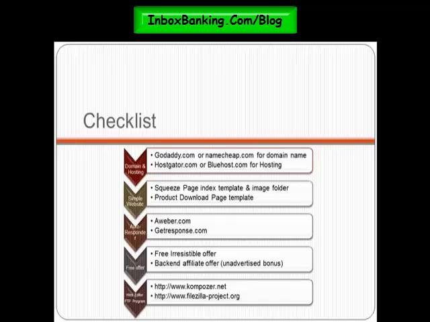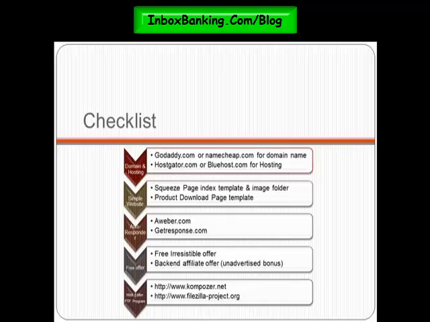And the next thing you of course need to do any kind of list building is you need a software to be able to track your subscribers. And the software that's recommended and most widely used is AWeber.com, AWeber, which can be found there, or GetResponse, which can be found at GetResponse.com. So there's two options there for you to choose from. And then you also need that free offer, that free irresistible offer, and then that back-end affiliate offer so that you can make additional commissions off your download page.